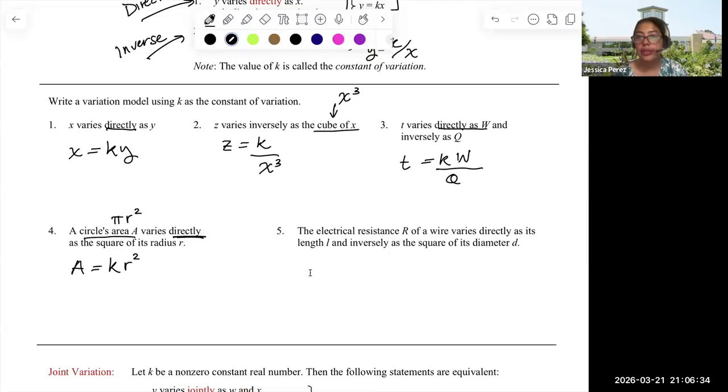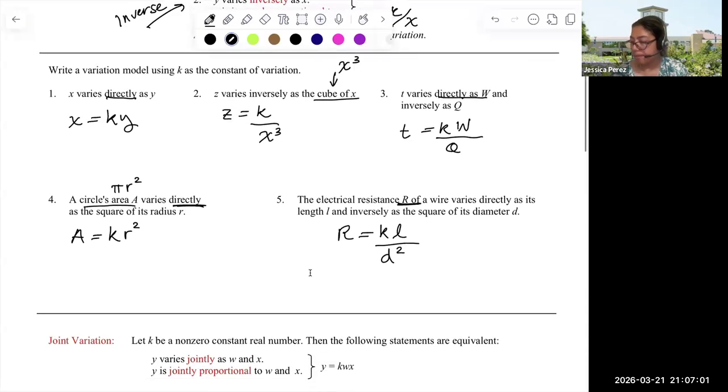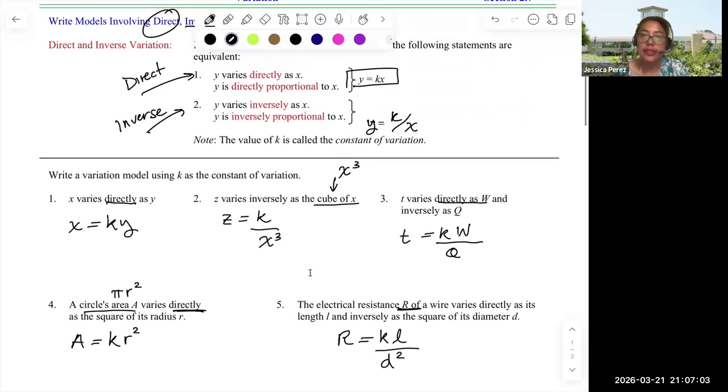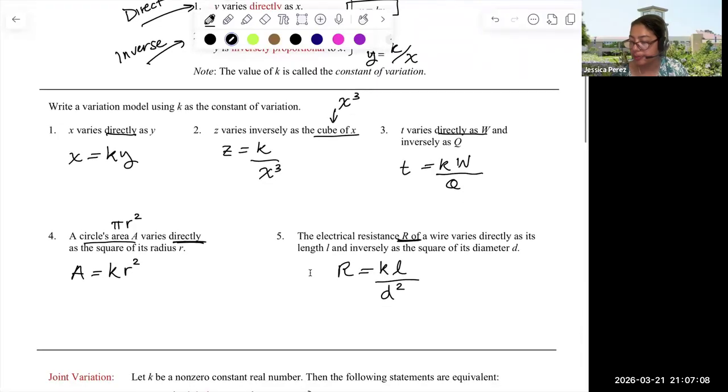Next question, the electrical resistance R of a wire varies directly as its length, so k times L, and inversely as the square of its diameter, so divided by d squared. So you first multiply it times the length, and then inversely by the square of its diameter, d squared. All of this is just writing statements between a direct and an inverse variation.